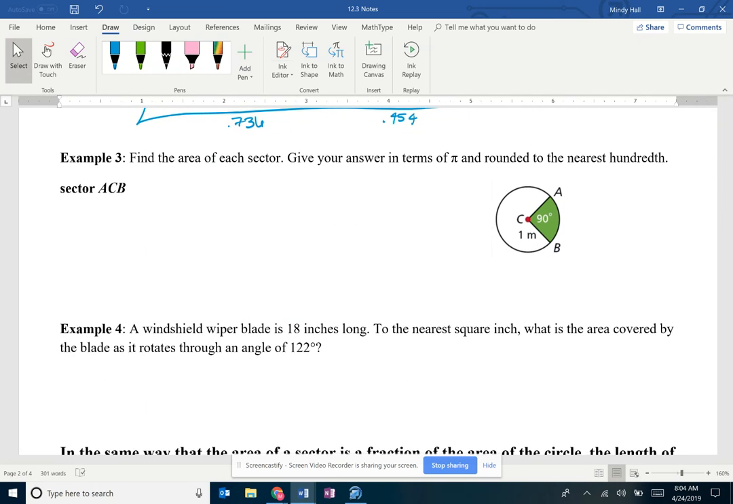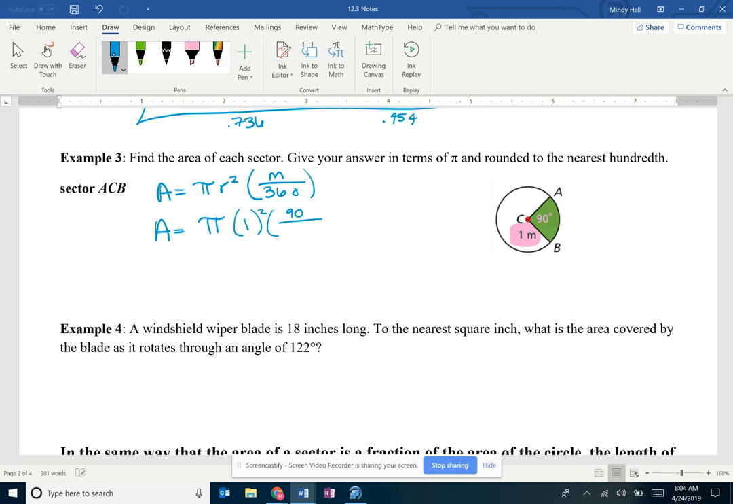Looking at the next one, we have our radius is 1, and our measurement is 90 degrees. Because I have that, again, the formula, it's not a bad idea just to write the formula so that it kind of forces you to memorize it. So pi r squared is a circle, m is your degrees in the arc. So my radius is 1, and my degrees in the arc is 90.